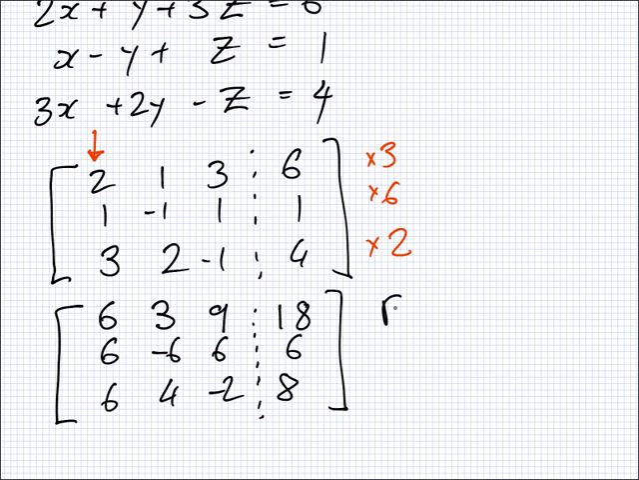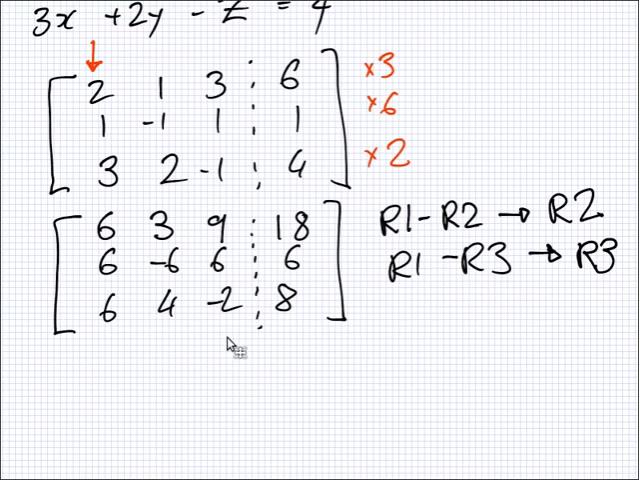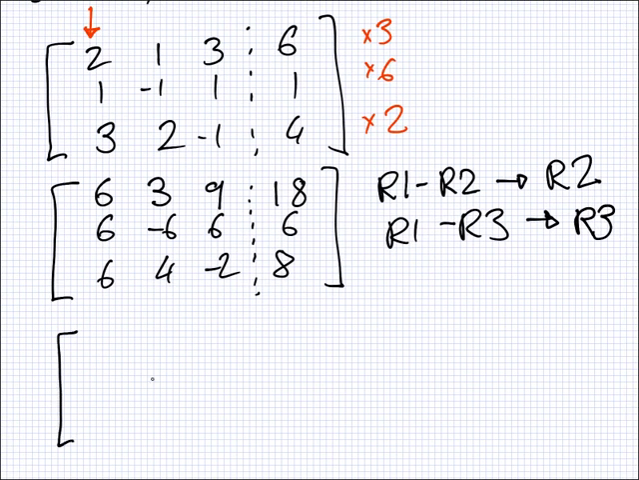So if I did row 1 minus row 2, and put the answer on 2, that would make this fella disappear. And if I did row 1 minus row 3 and put the answer on, what do you think? Which row? Well, not row 2, because I've already done something with that. Row 3, yeah. So let's see what happens if I do that. Which row is staying the same?